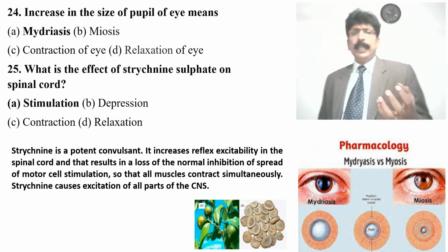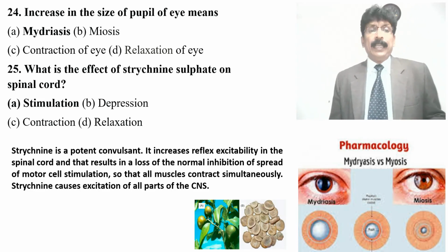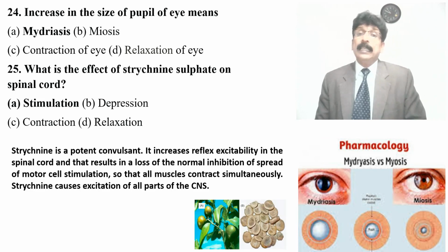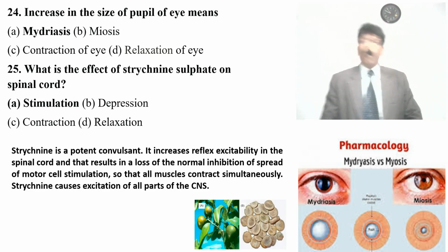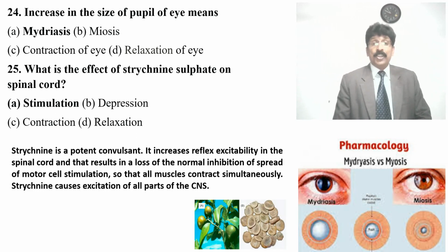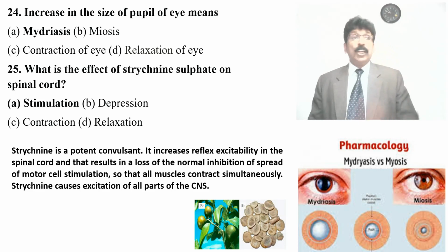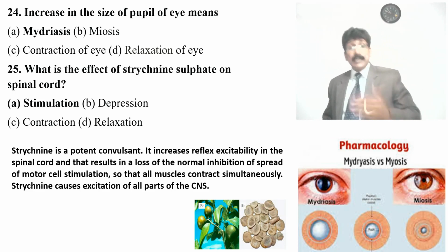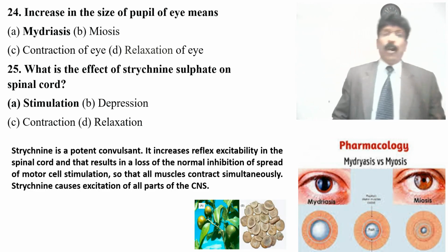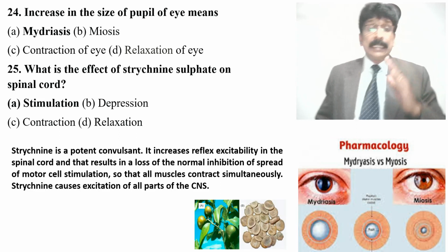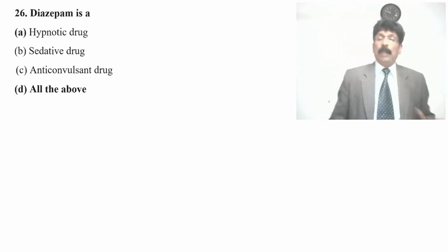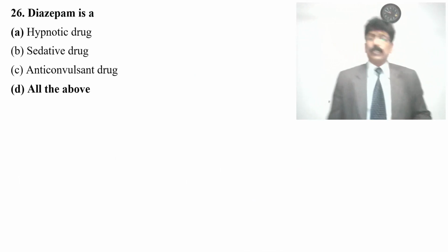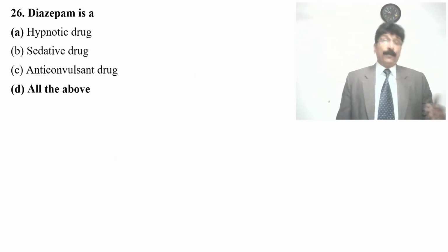It increases the reflex excitability in the spinal cord, and that results in the loss of normal inhibition of spread of motor cell stimulation, so that all muscles contract simultaneously. So strychnine causes excitation in all parts of the CNS. That is why it stimulates and causes the convulsions.